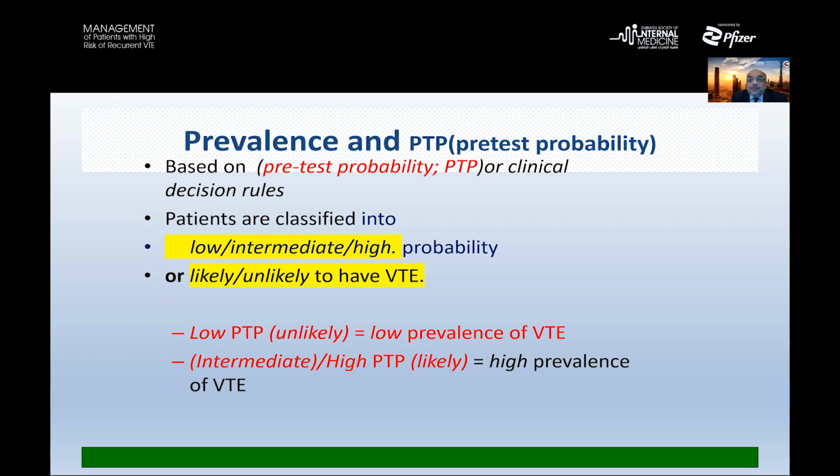But this is the problem. You miss the PE and it's death. You miss a DVT and it's a problem. It's an extension or it's a post-thrombotic phlebitis. So will you only take the prevalence and the pretest probability and believe it and leave it? It's a very difficult clinical decision.